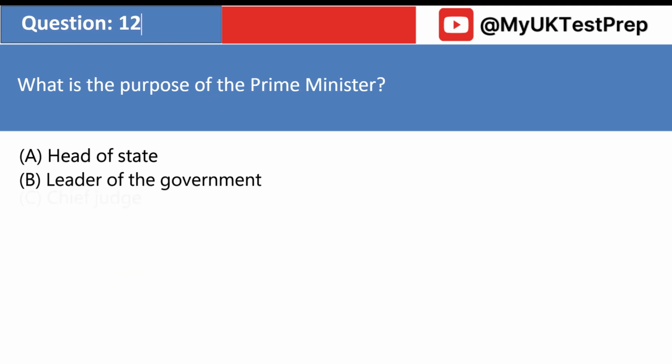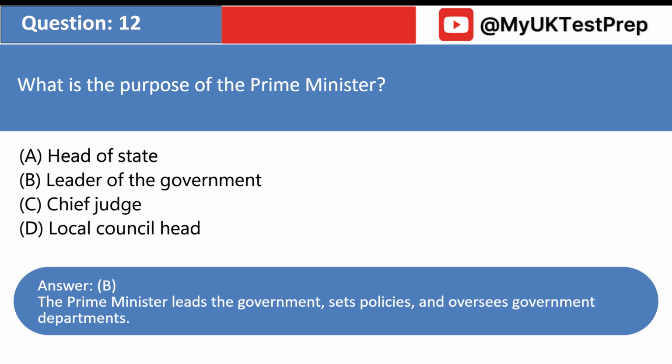What is the purpose of the Prime Minister? A. Head of State. B. Leader of the government. C. Chief Judge. D. Local council head. Answer: B. The Prime Minister leads the government, sets policies, and oversees government departments.